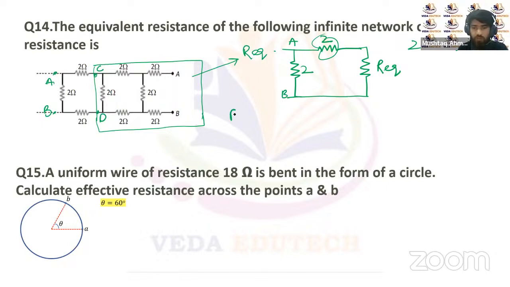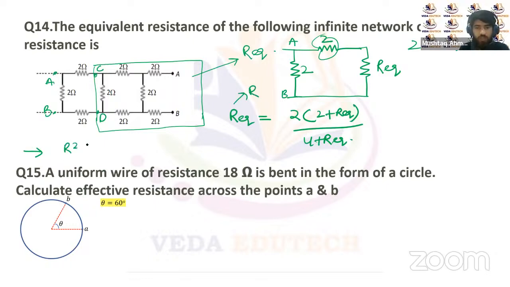2 ohm resistor. So the R equivalent will be 2 multiplied by (2 plus R equivalent) upon 4 plus R equivalent. From here we'll get the equivalent resistance. Let's replace this R equivalent with R. So it will be R square plus 4 times R, that will be equal to 4 plus R.